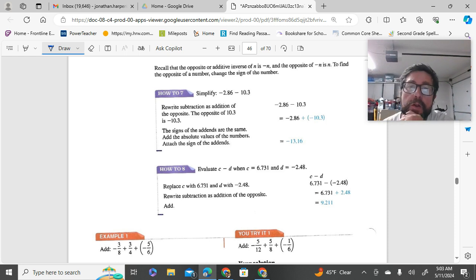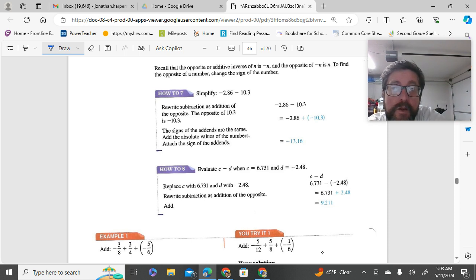So recall the opposite, or additive inverse, of n is negative n. Okay, so remember when we're doing positives and negatives, the opposite is a positive and a negative. Okay, rewrite subtraction as addition of the opposite.